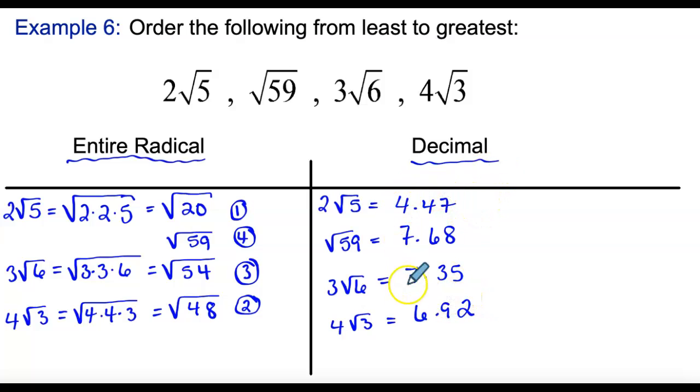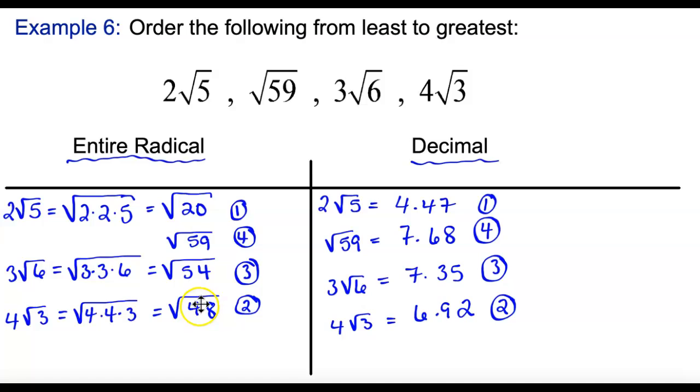So now let's compare these numbers. Obviously, 4.47 is our lowest number, followed by 6.92, 7.35, and last but not least, 7.68. Notice the same order that we established when we compared them as entire radicals.